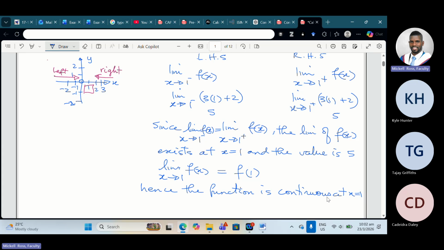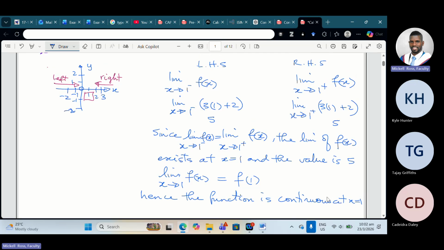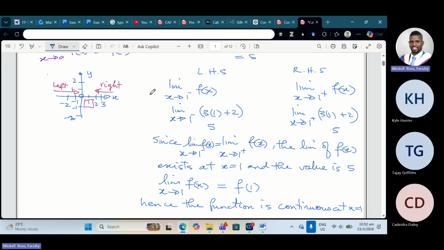So we proved that the function is continuous at x equal to 1. Let me give you a little bit of time to write, and then we look at a case where the function is not continuous, so you can see the difference.